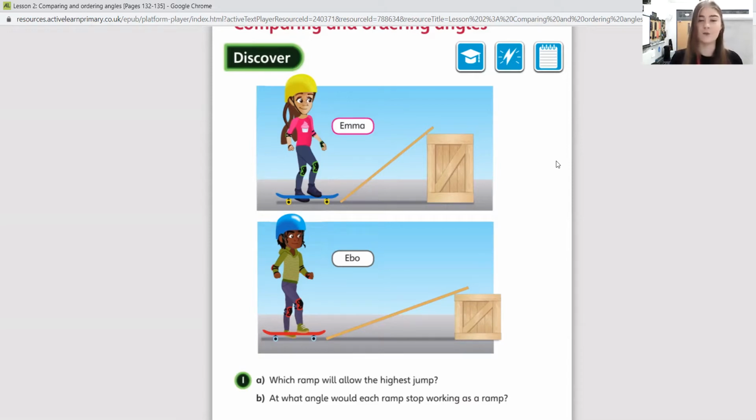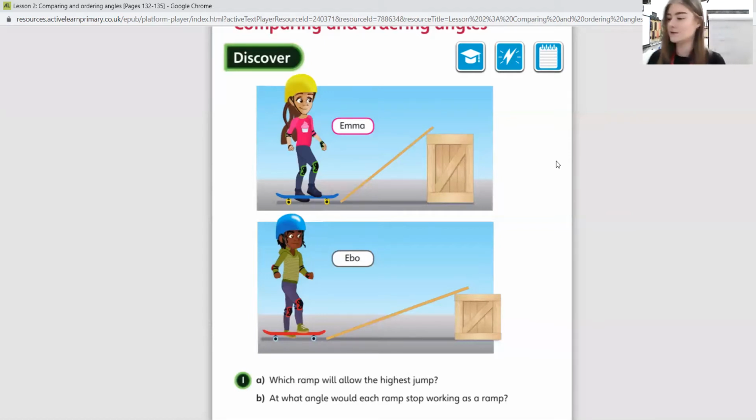Okay, and at what angle would it stop working as a ramp? It would stop working as a ramp at 90 degrees, which is a right angle, or a quarter turn, because you can't go up a ramp if it's straight up. So if we look at a book, for example, if this was your ramp, you're on the floor and you're going to try and go up that ramp, you're not going to be able to make it up a ramp at a full 90-degree angle. You won't be able to go up.